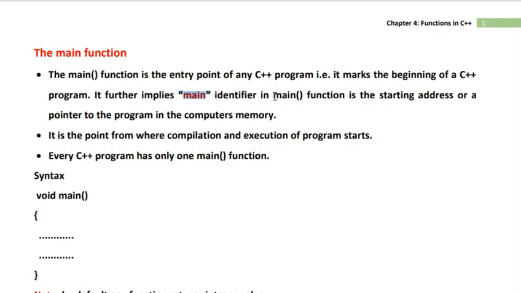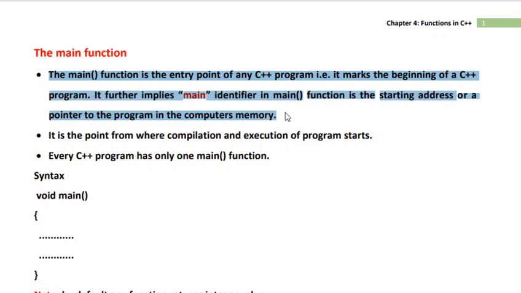the main identifier in the function main marks the beginning of the function definition in memory. That means main itself is the address of the main function in the computer's memory. So this is the point where you need to start the compilation and the execution from. Whenever you want to execute the main function, you need to simply provide the address. So this is the point when the execution starts from. It further implies that the main function is the starting address or the pointer to the program in the computer's memory. This is a very important statement one needs to remember.